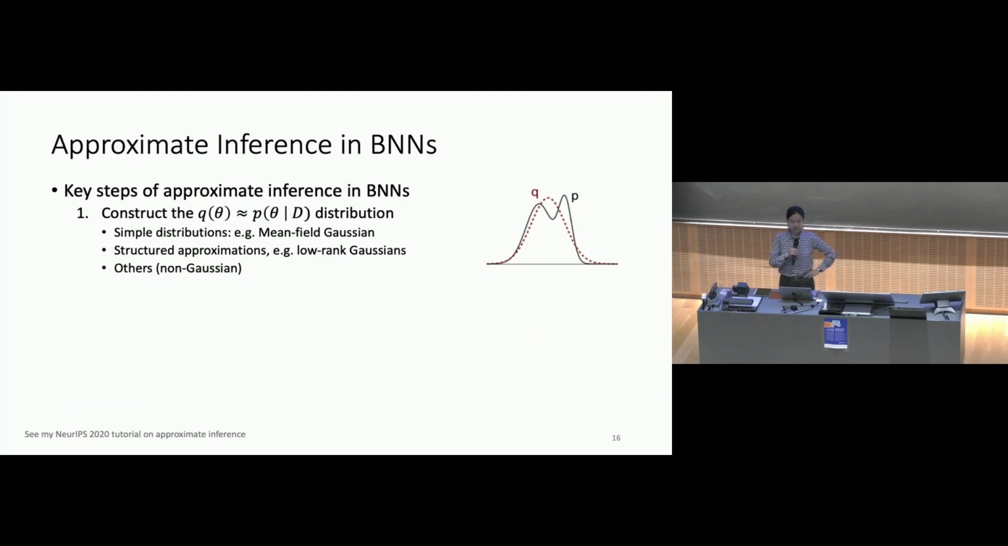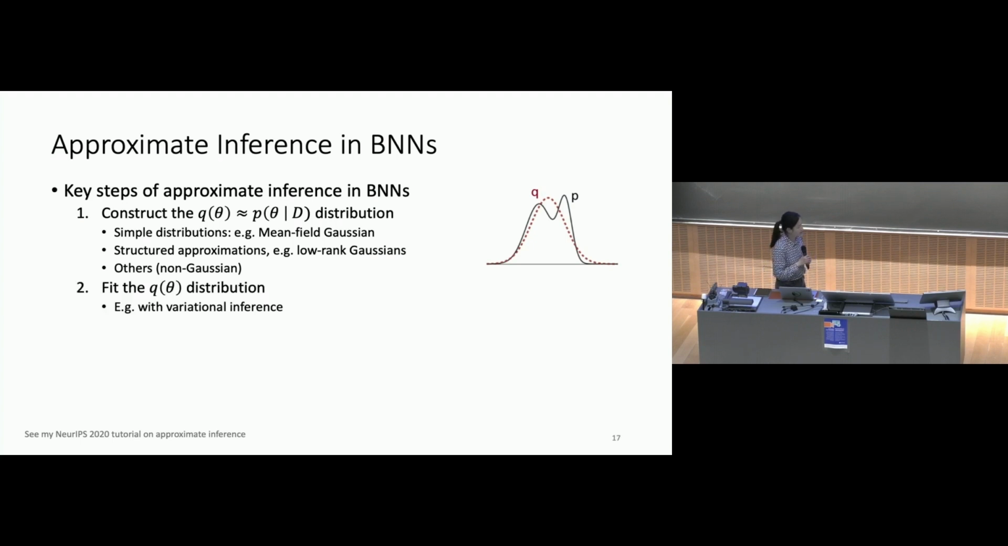Let's summarize what we've got so far in terms of the procedure. There are a few key steps to actually use Bayesian neural networks in practice. The first step is to construct the approximate posterior Q to the exact posterior P of theta given D. You can use a Gaussian distribution, or some other distribution that we can talk about later.